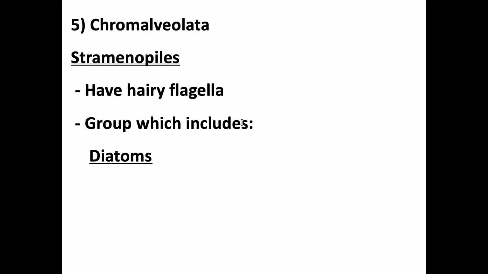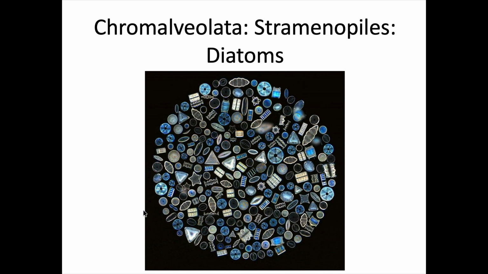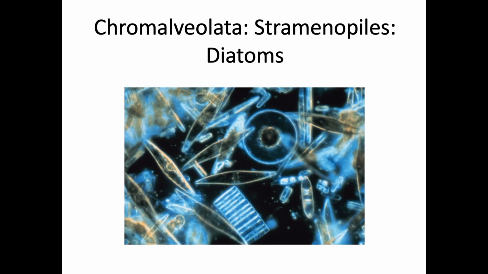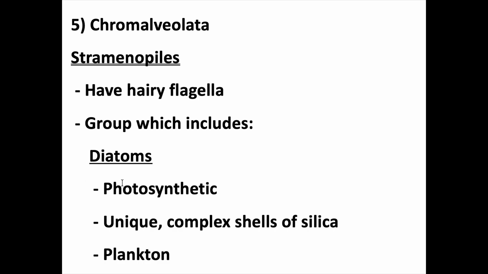So what about the groups within this? Within stramenopiles, first up we've got diatoms. Diatoms are very pretty. Once again, we're talking about a group of protists that makes this protective shell-like structure. These shells are made of silica. We've seen that before, so basically, glass or sand. And they come in lots of different diverse shapes and sizes. Diatoms are photosynthetic, with unique complex shells of silica.